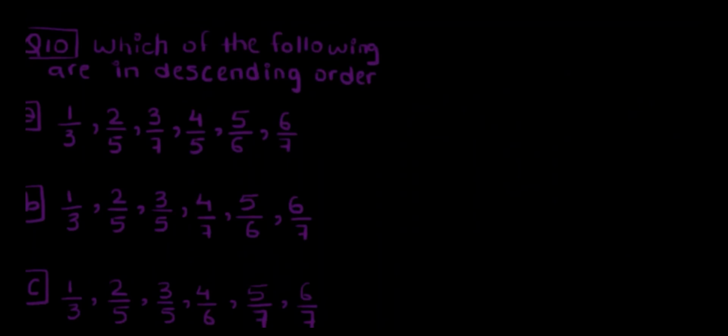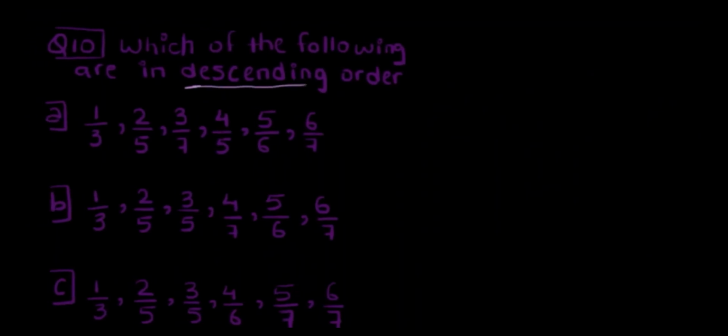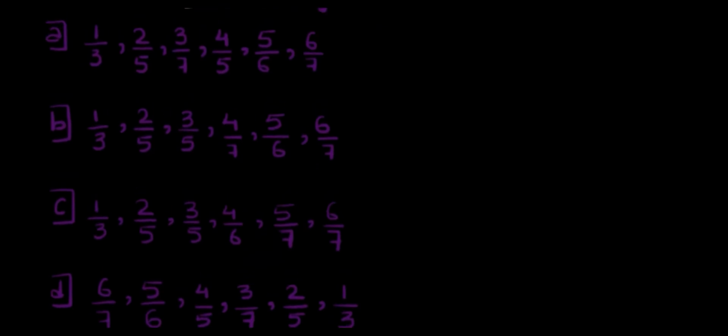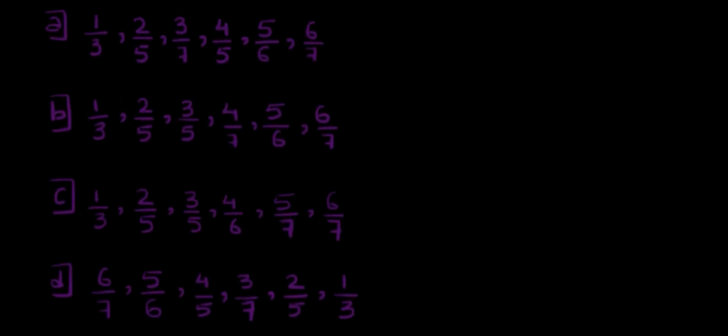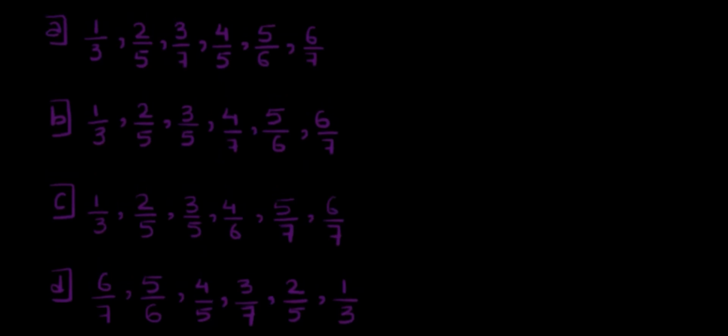Which of the following are in descending order? Descending order. So that means you're starting from something big and becoming smaller. So we want to start from something big. We've got four options. Let's take a look at them. Are they fitting in? We want something to go from big to small.